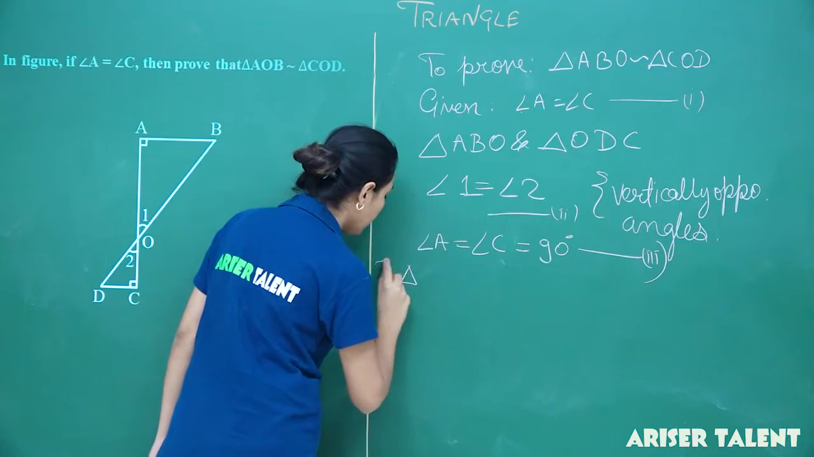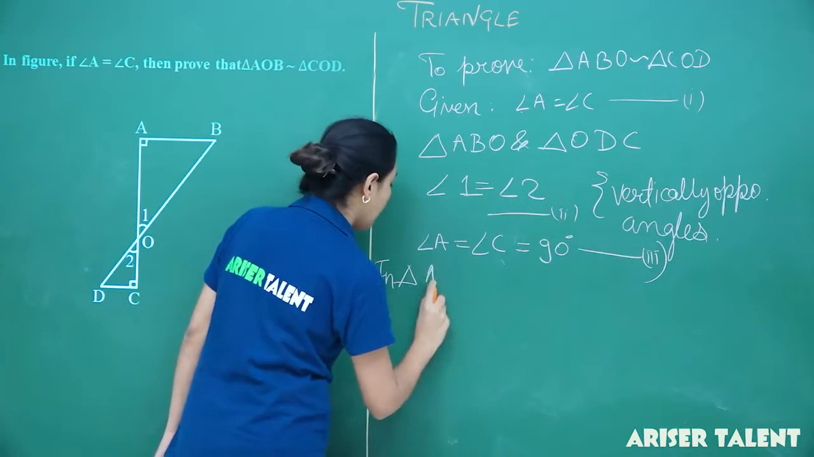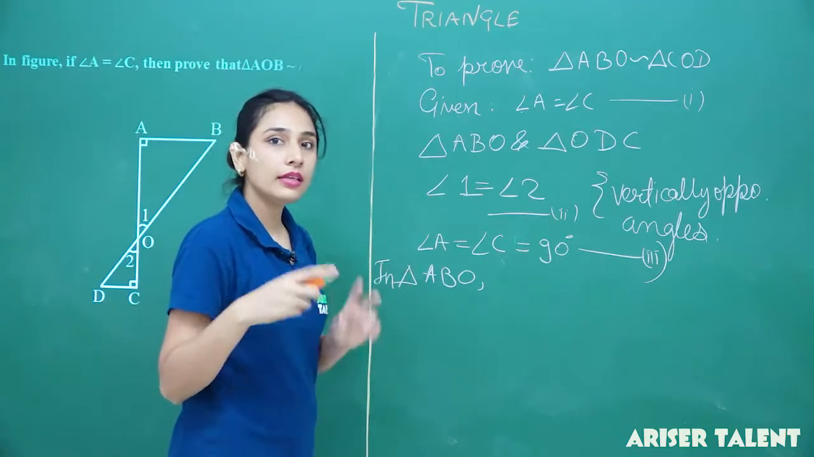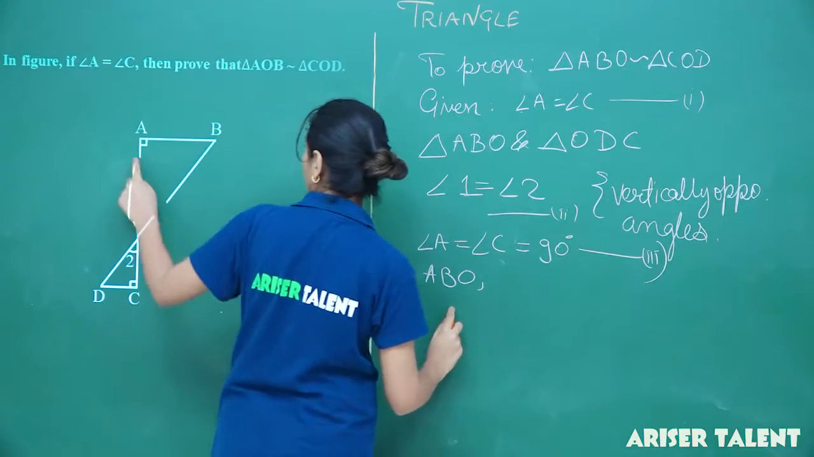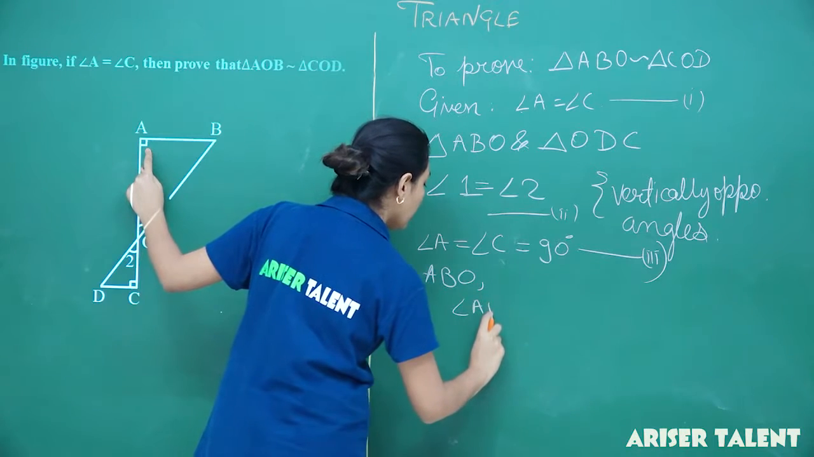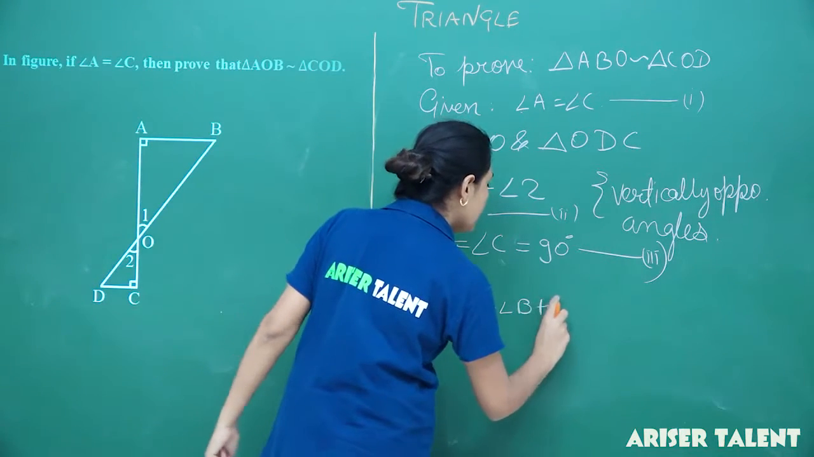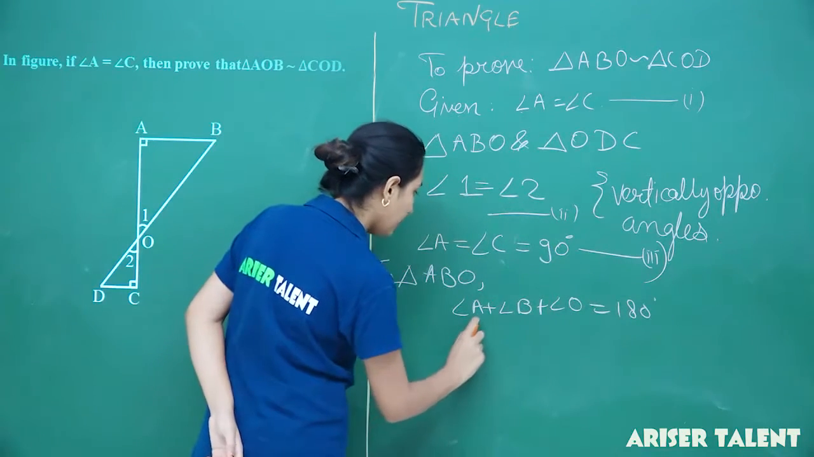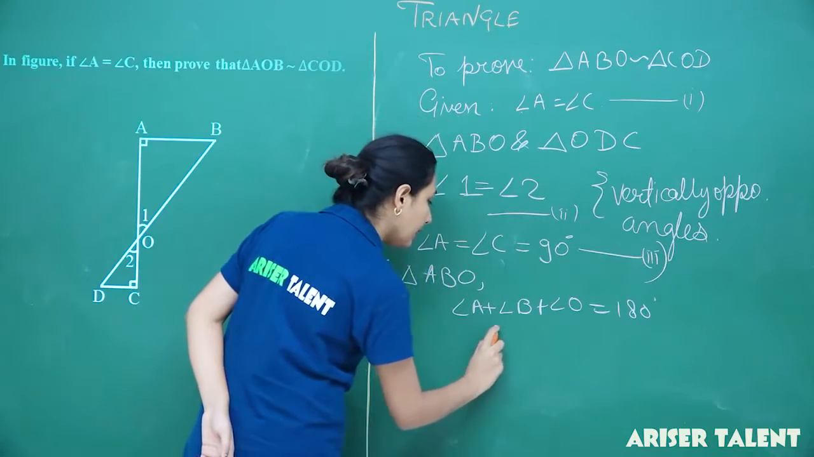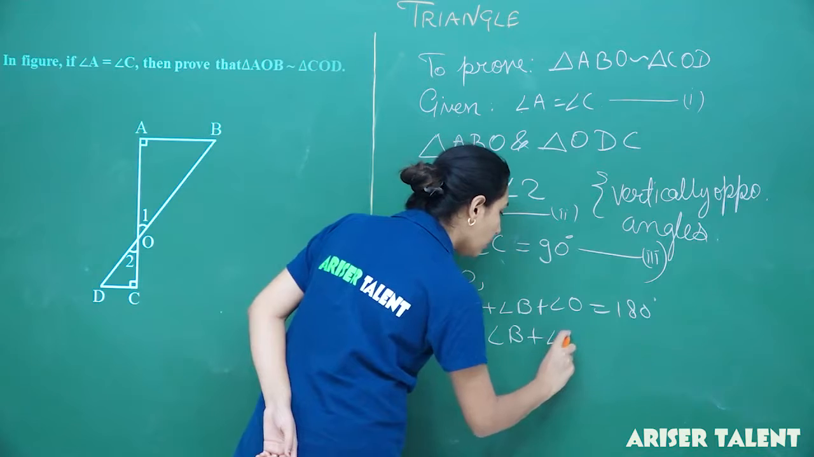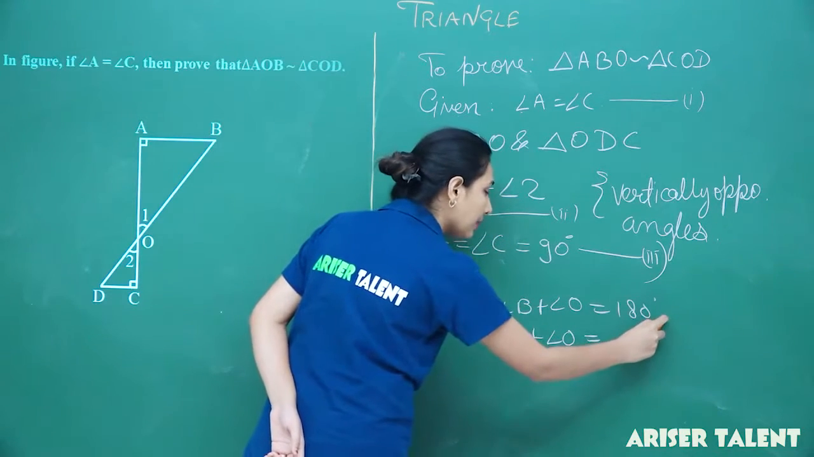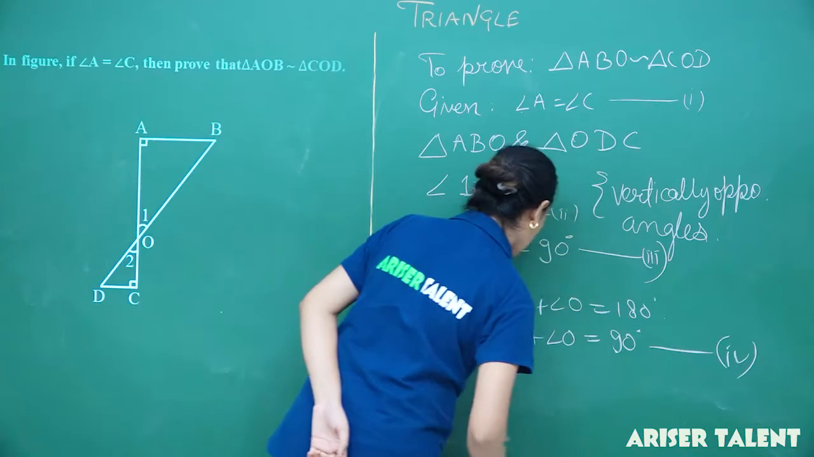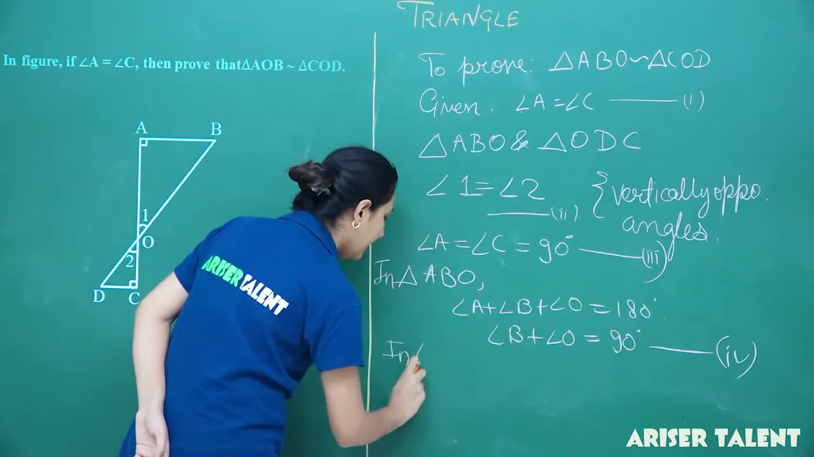Now in triangle ABO, the sum of the angles of a triangle equals 180 degrees. So angle A plus angle B plus angle O will be equal to what? 180 degrees. Simply, angle A equals 90 degrees. So angle B plus angle O will be what? 90 will come here, so it will be 90 degrees. This is the fourth equation.